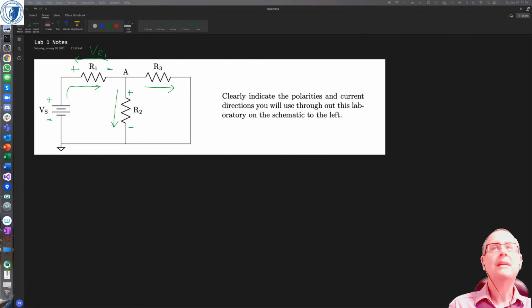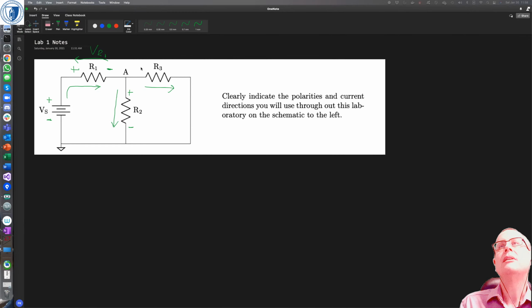Positive on the left and negative. That's exactly right, because again we've got the current flowing into that side, right? So our voltage VR2 is measured that way, and our voltage VR3 is measured that way.